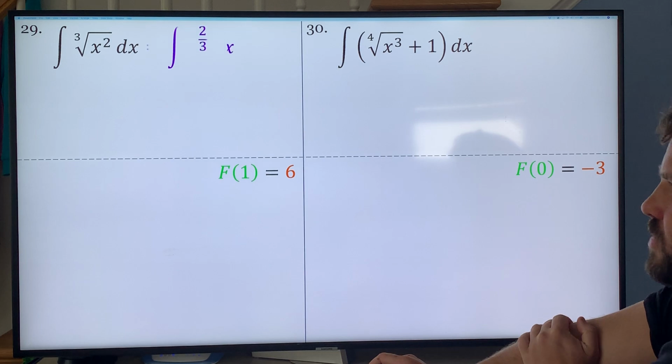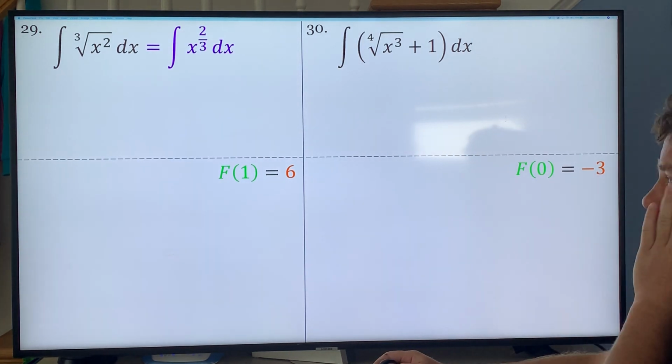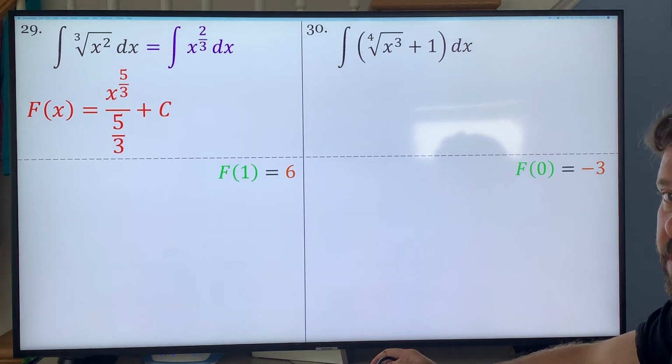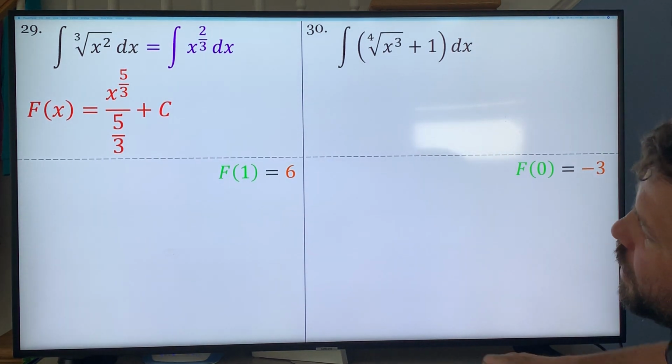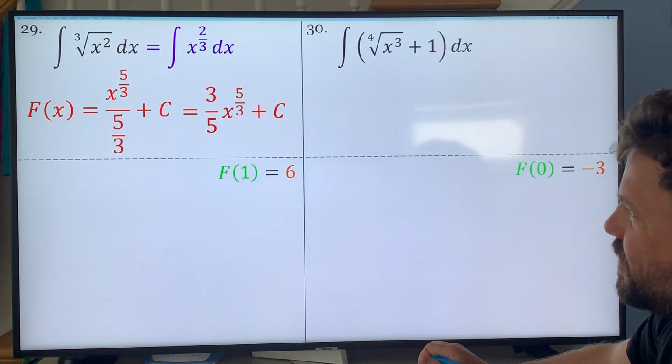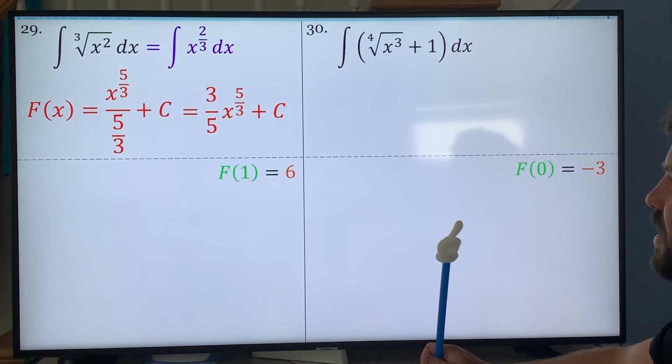So the first step you want to do is rewrite this: x to the 2/3. Then you integrate it. 2/3 plus 1 is 5 over 3, because 2 over 3 plus 3 over 3 is 5 over 3. The reciprocal of 5/3 is 3/5. So x to the 5/3 times 3/5, plus c. Ready?